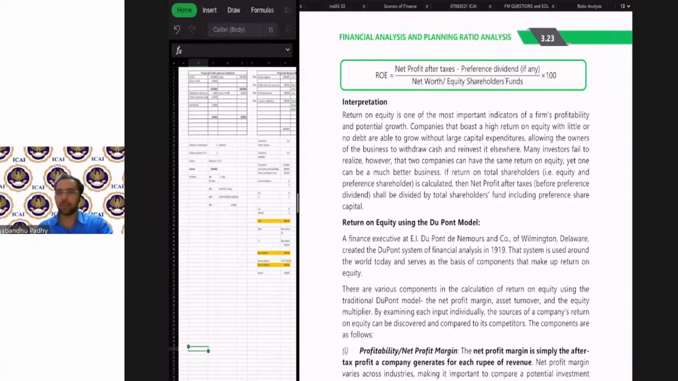Practical question 5, we'll do that in the revision class. Take a note of whatever questions you have. Go through the questions, and if required, we'll discuss that in our revision class of ratio and capital structure that we have probably a couple of lectures later.